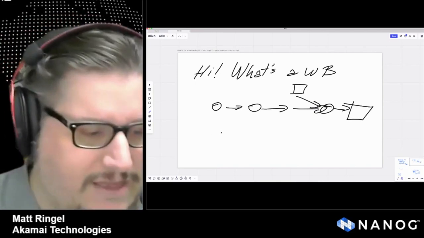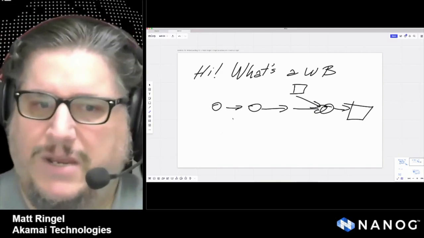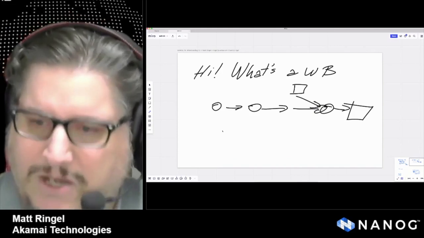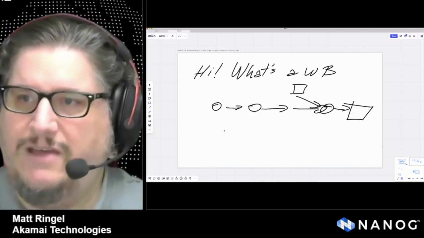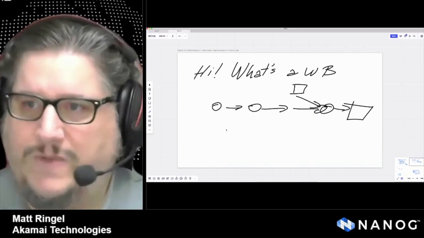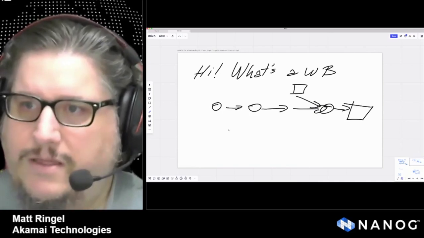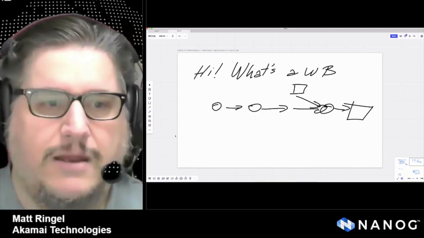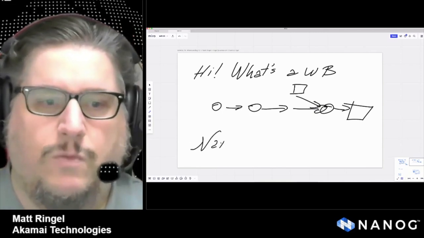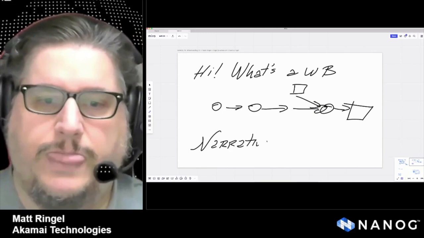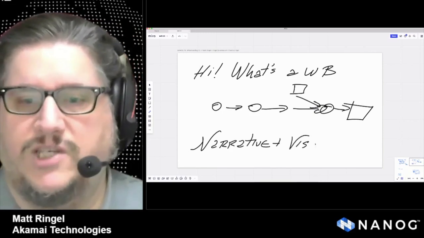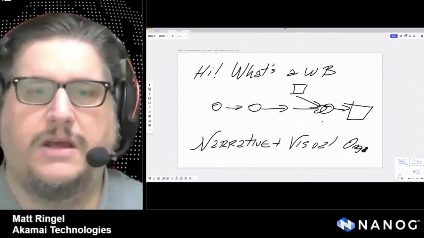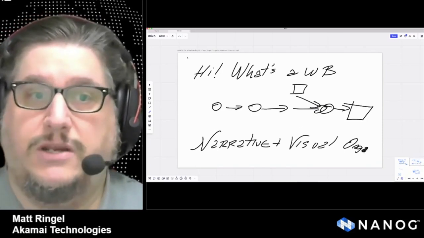But the other thing it gives you is a way to tell data. If you think about a comic book, it's a serial novel. You have these pictures and one happens after the other. Taken individually, they're just pictures, but put in order, they tell a story. And so what we're going to talk about today is how whiteboards are narrative plus visual organization, and how you can use that. Period, ran out of space.